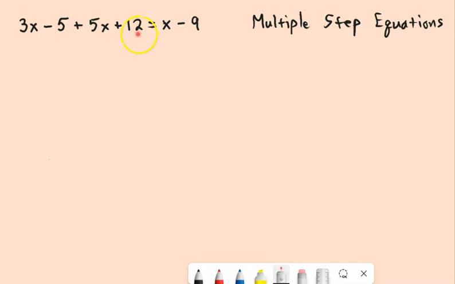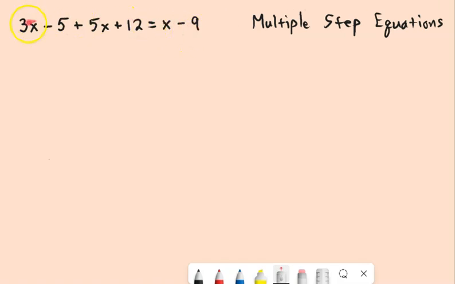They can be combined. We have an x on the other side of the equation. We cannot solve this equation unless all of the x's are on the same side of the equation. So we have to do a little bit of cleanup here before we can even start solving this. But what we want to do is turn it into a two-step equation.